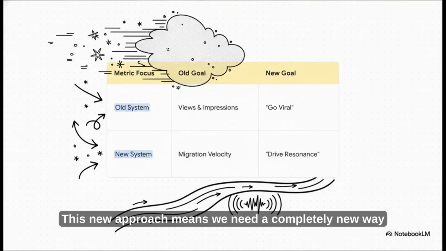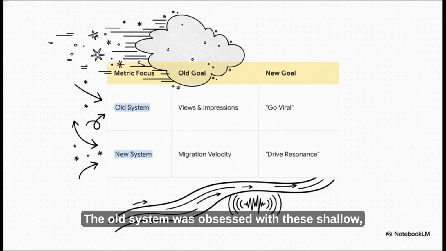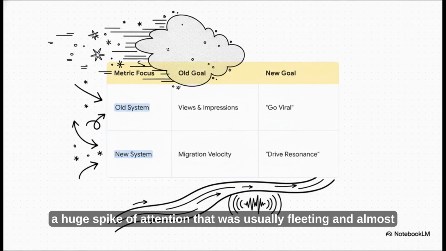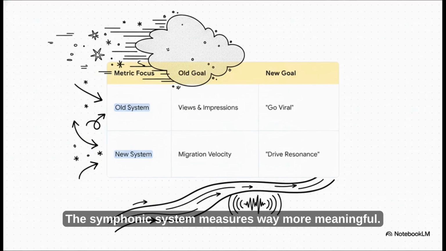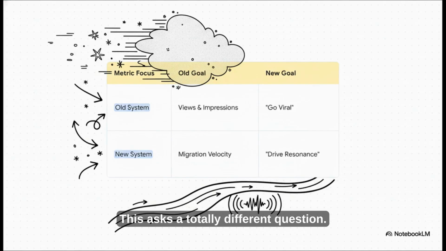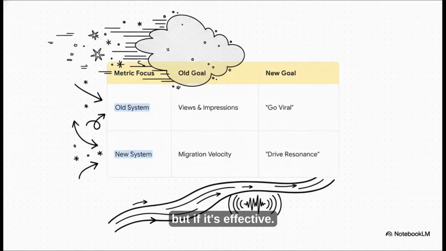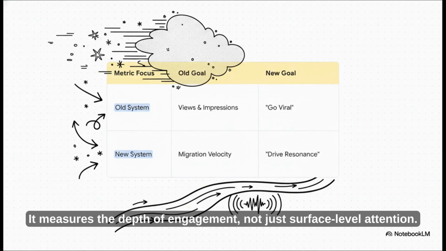This new approach means we need a completely new way of measuring success. The old system was obsessed with these shallow, top-of-funnel metrics: views, impressions, reach. The ultimate goal was to go viral, a huge spike of attention that was usually fleeting and almost never turned into real business. The symphonic system measures something way more meaningful: migration velocity. This asks a totally different question. Not how many people saw this, but of the people who saw it, what percentage took the next step in the story, and how fast did they do it? This tells you not just if your content is popular, but if it's effective. It measures the depth of engagement, not just surface-level attention.